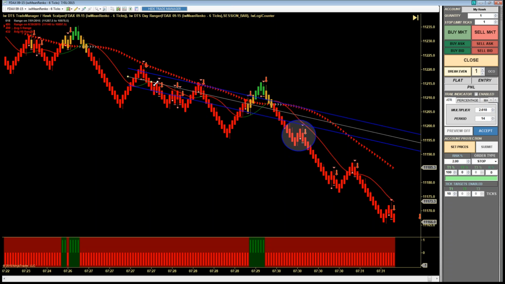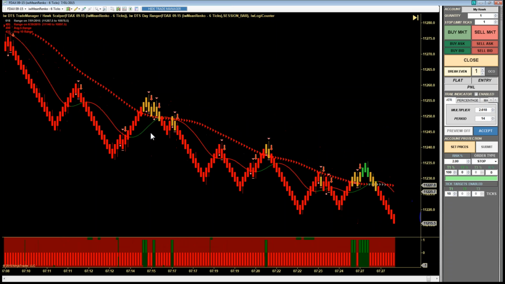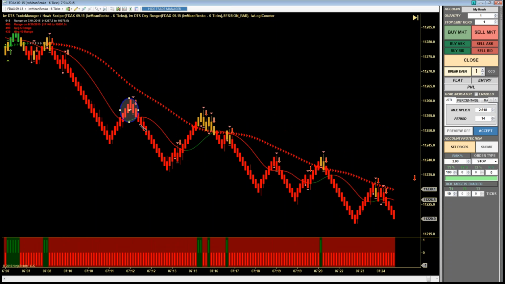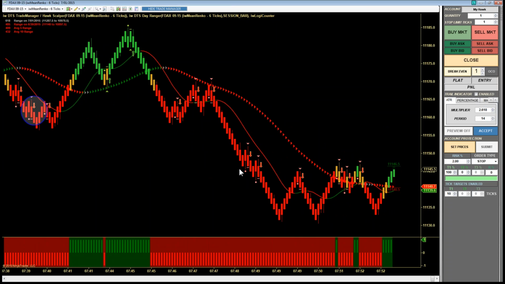Oops, wrong tool again. Here's a macro pullback. Here's another macro pullback. Here's a green bar sell. Looks like the way these were unfolding, these would all be tradable signals. Here's another macro pullback. All right, so lots and lots of signals here on the DAX this morning.